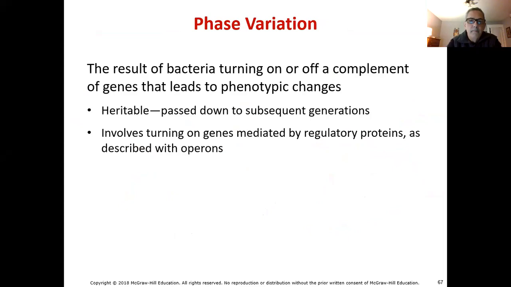Talking about another process here. This occurs in bacteria. It's called phase variation. In bacteria, they can turn on or off a whole series of genes. What's unique about this is it changes their phenotype. Phase variation can be passed to other generations of bacteria. It involves turning on genes mediated by regulatory proteins, similar to what is described with operons. The bacteria, in response to a change in its environment, can actually change its phenotype.